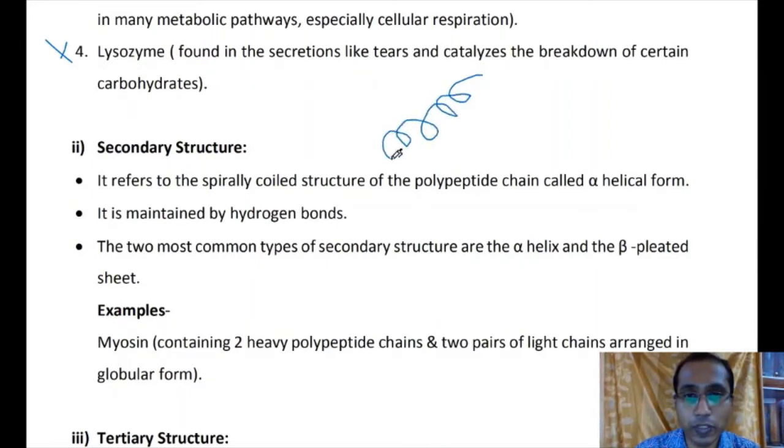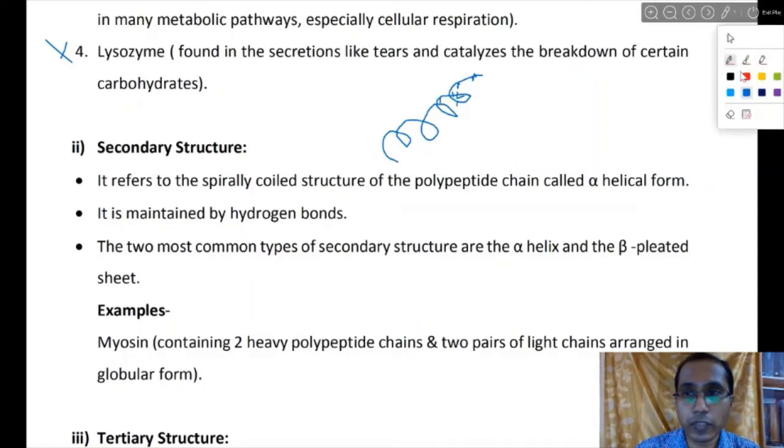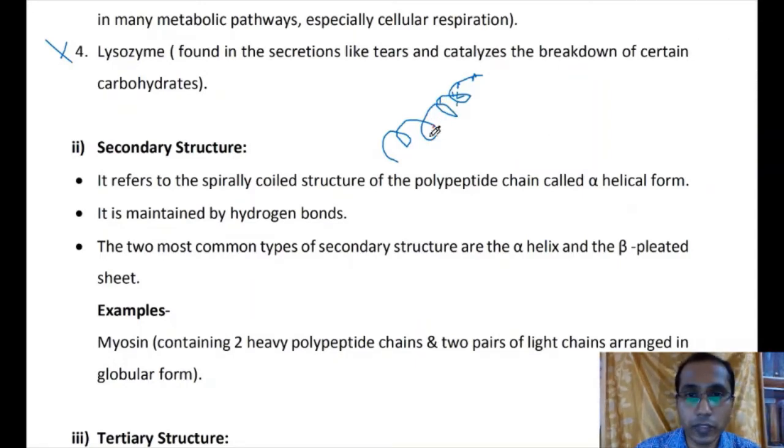Suppose this is the helical structure of amino acids, where each dot is an amino acid. Let me change the color so you can easily see: suppose these red points indicate the amino acids. Each and every amino acid is linked to the next by peptide bonds, and this makes the helical structure.